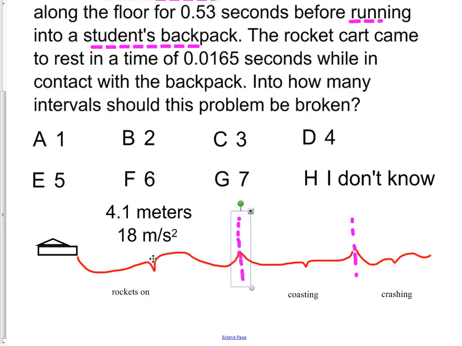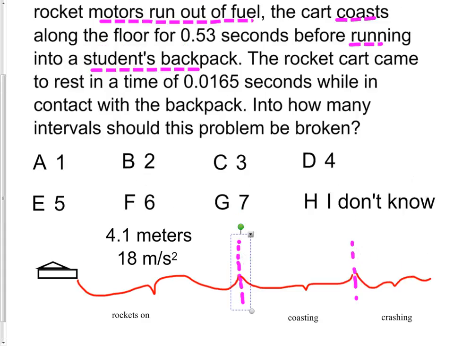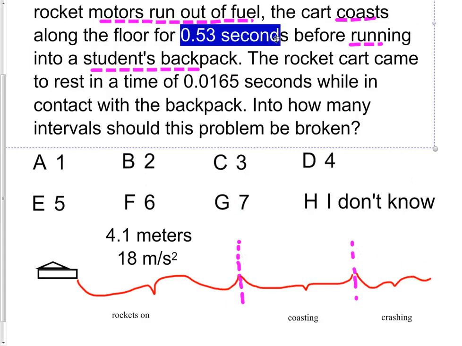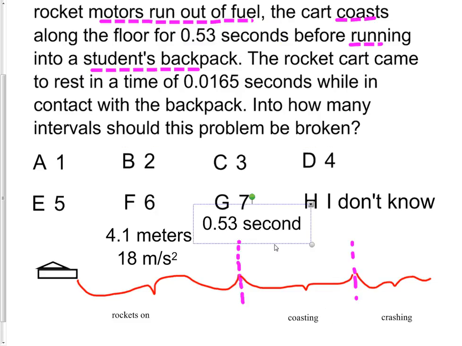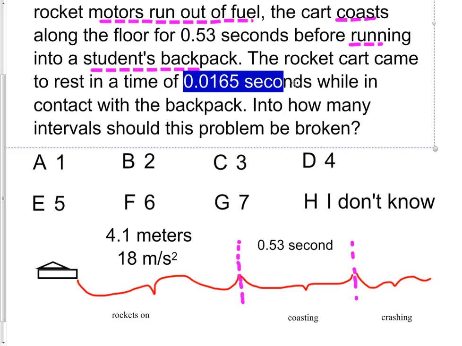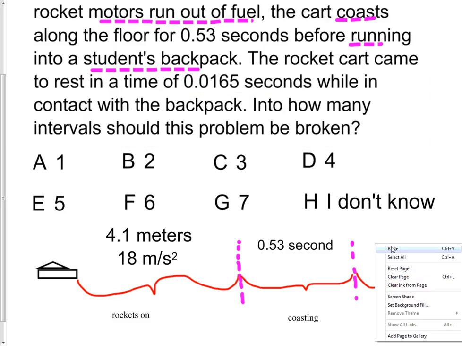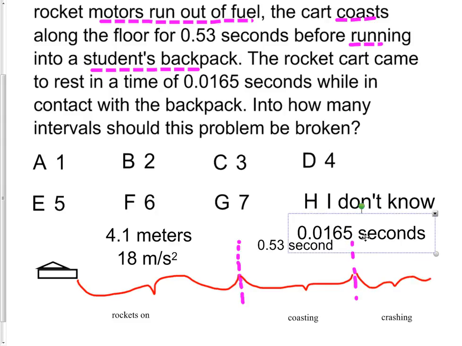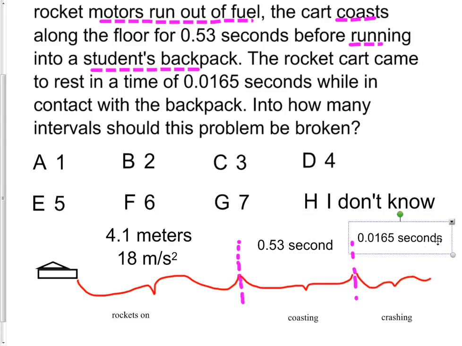VF of the rockets on would be VI of the coasting, and since I've got the time of the coasting, I'd put that in here. Now if it's coasting, its acceleration might be close to 0, so I might just use that velocity and time to calculate how far it goes to the end. And then it comes to rest in this much time. That time actually belongs in this interval. And I could use the speed it had when it hit the backpack and the fact that VF is 0 after it's done running into the backpack to calculate things about the motion in the backpack.